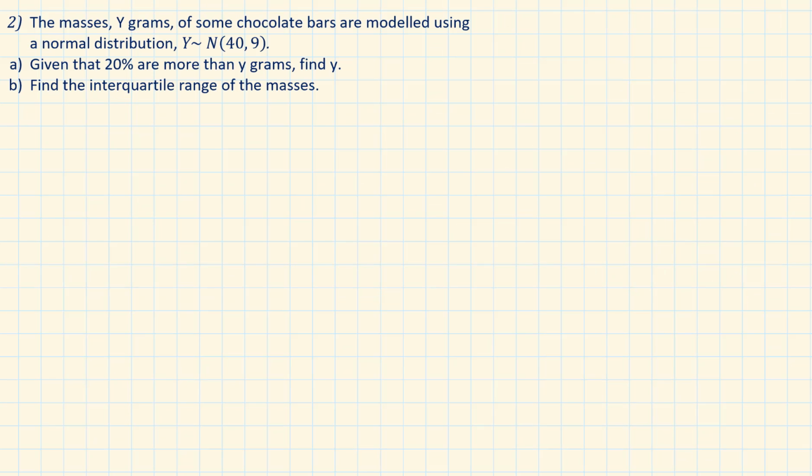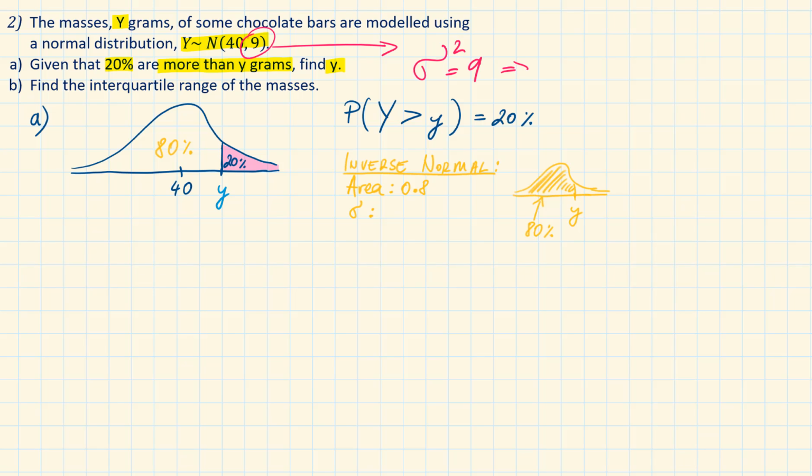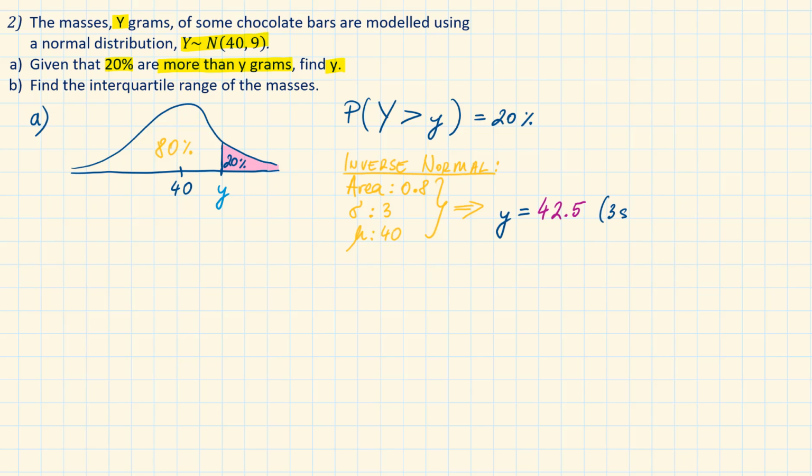The masses, Y grams, of some chocolate bars are modeled using a normal distribution. Y is normally distributed with a mean of 40 and variance 9. 20% is the upper tail, shaded in pink, therefore the lower tail is 80%. Using the inverse normal function on our calculator, we type in the area 0.8, standard deviation is square root of variance, square root of 9 is 3, and the mean is 40. Press equal to get the value of Y. This is 42.5, to three significant figures.